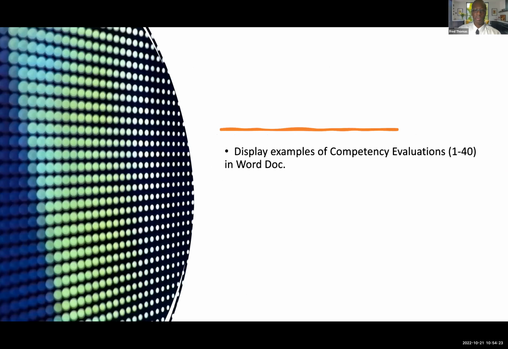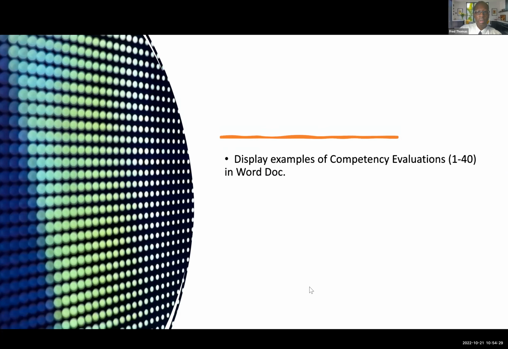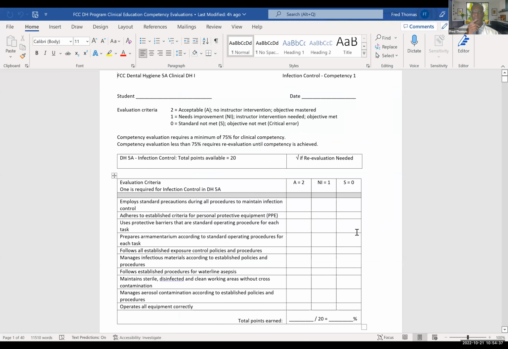So let me show you an idea of our competencies here. Can everyone see my screen still? Yes. Excellent. So infection control competency.